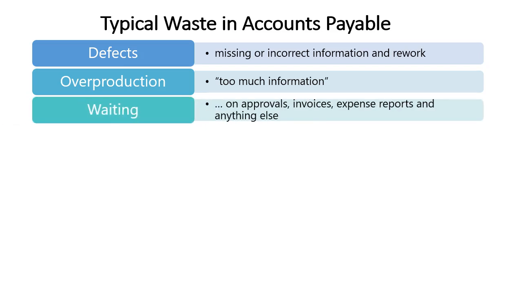Waiting time: waiting on approvals, invoices, expense reports, and anything else. This is another primary waste that you'll see. It's related to transportation waste, which is handoffs. Anytime you hand something off out of accounts payable into another part of the business, you have to wait for it to be returned.